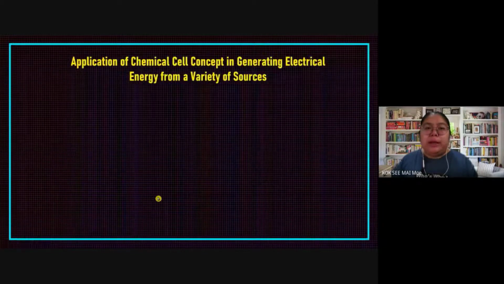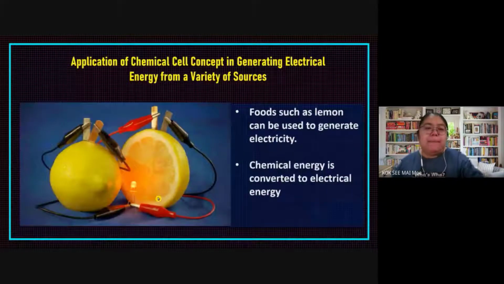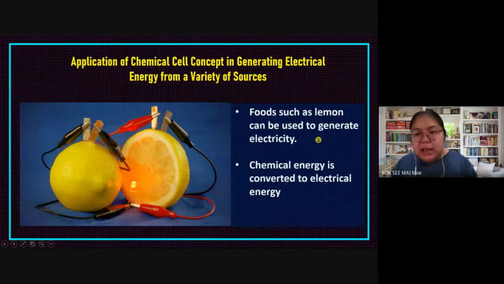Okay, we see the application of the chemical cell concept in generating electrical energy. This one is an example. You can try it at home: if you have wire connections, you can try using a lemon. You must have a plate, a metal plate, and a metal plate can conduct electricity. So from here, food such as a lemon can be used to generate electricity. So what does this diagram mean? Chemical energy from the lemon is converted to electrical energy.